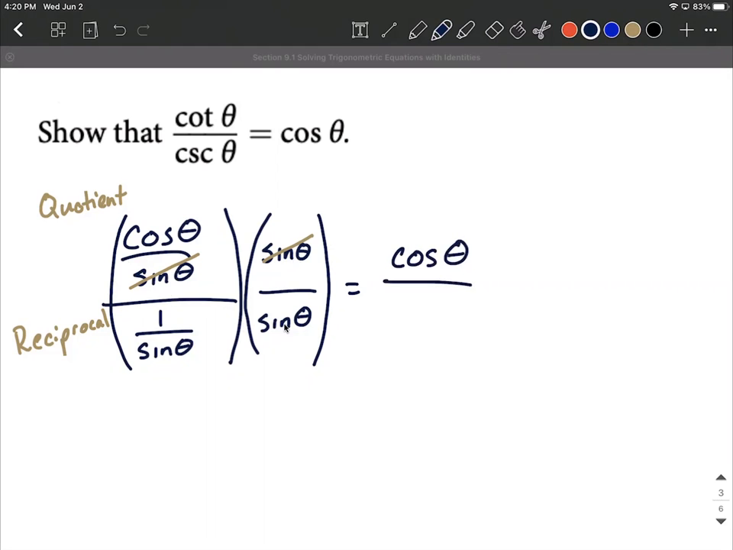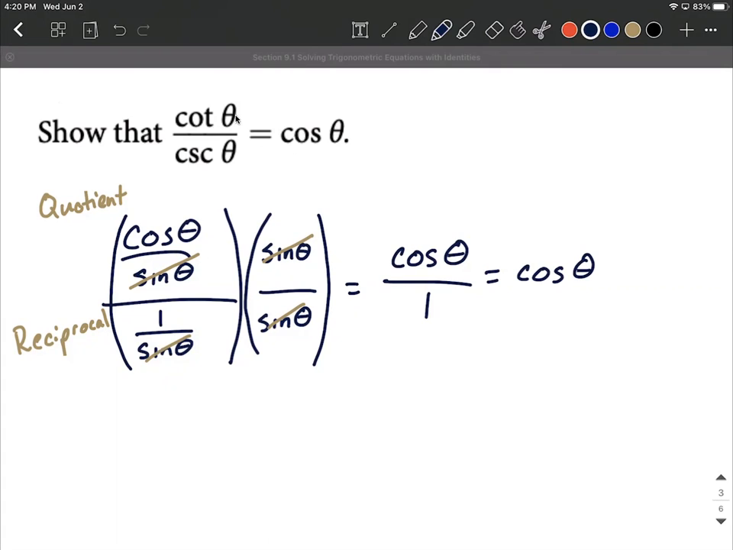For the big denominator, we have multiplying by sine of theta, dividing by sine of theta. So sine over sine makes a 1. And we're going to be left with a 1 in our denominator. Cosine of theta over 1 really is just cosine of theta, which is what we want to end up with on the right-hand side. So we're done.